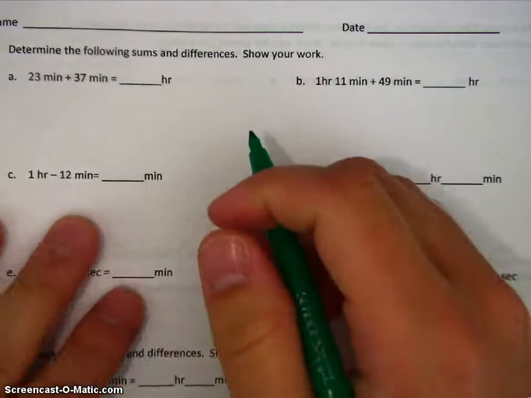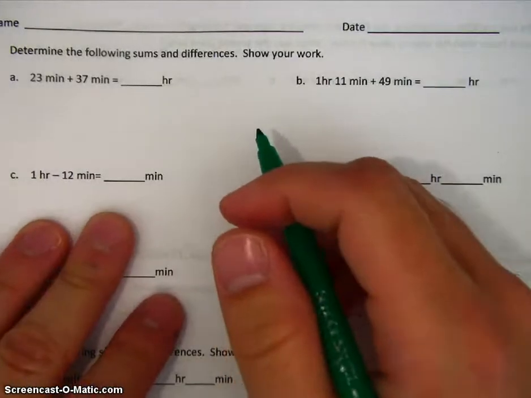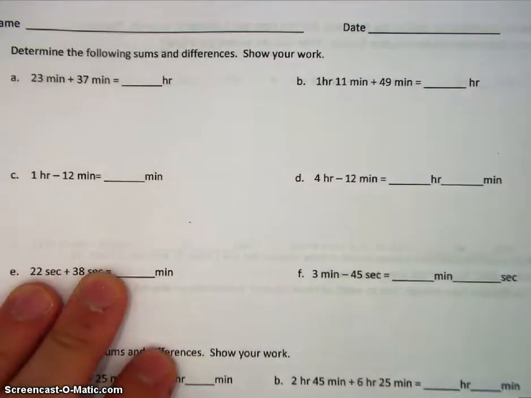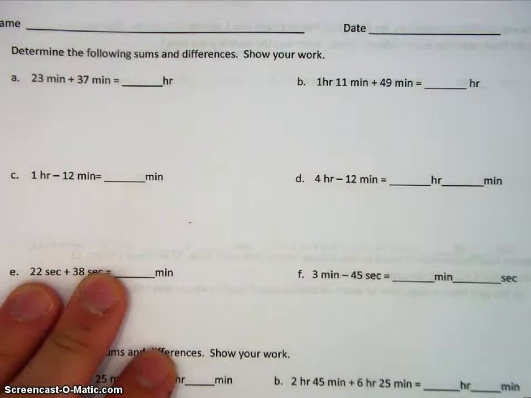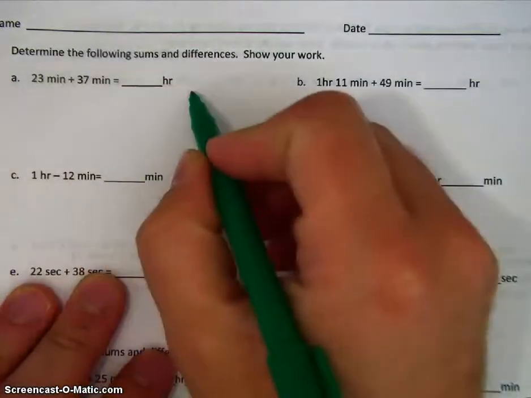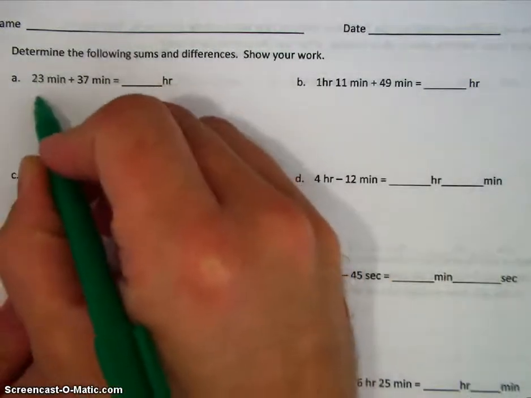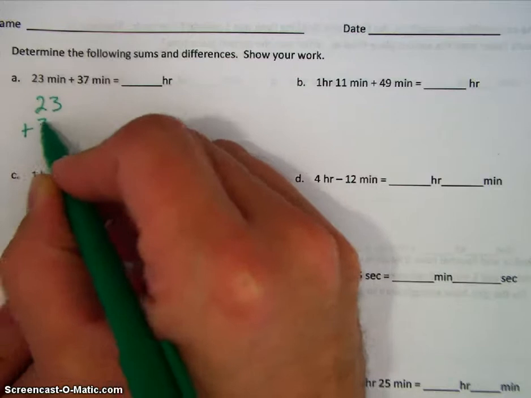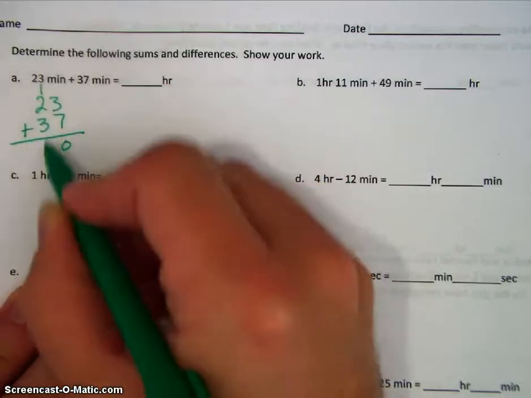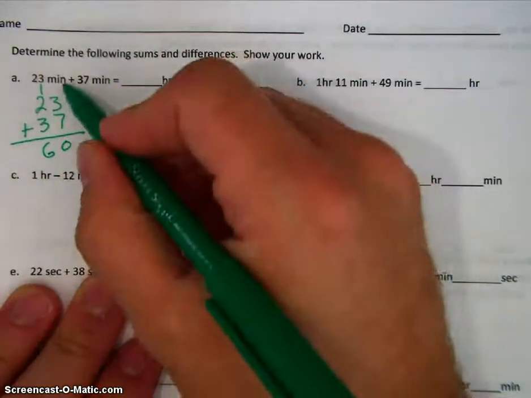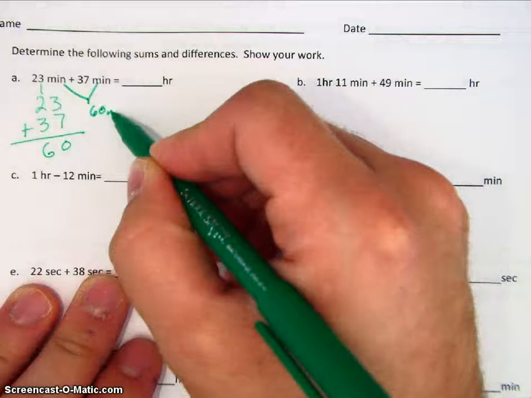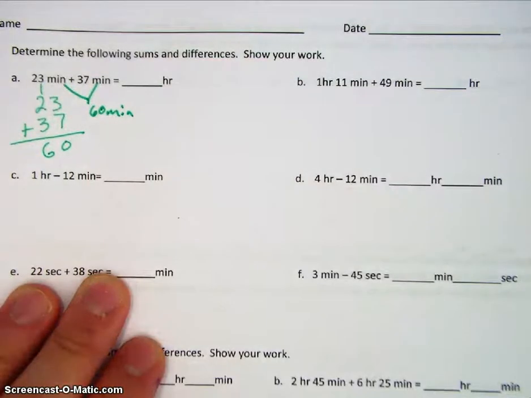Okay, now again, just like all the other different measurement units, we always want to make sure we're adding and subtracting like units. So for our first one here, we're adding up minutes. So we see 23 plus 37 minutes. Okay, we add that up. We see that we have these combined for 60 minutes. Okay, so our 60 minutes then becomes 1 hour.